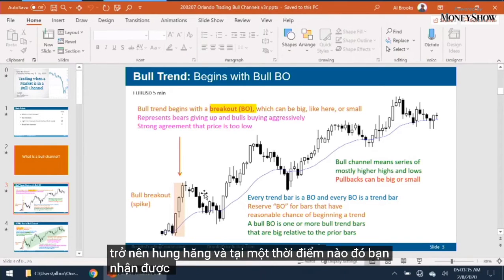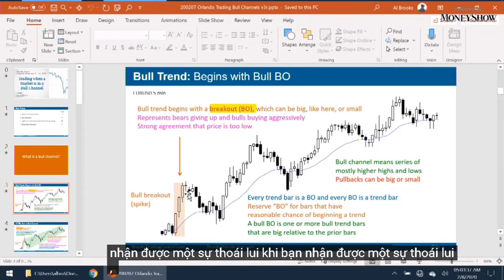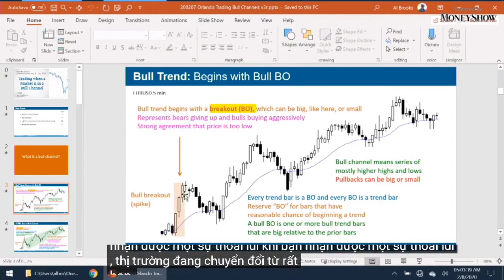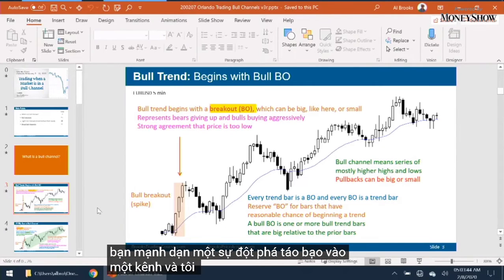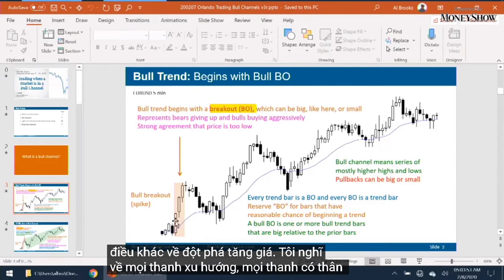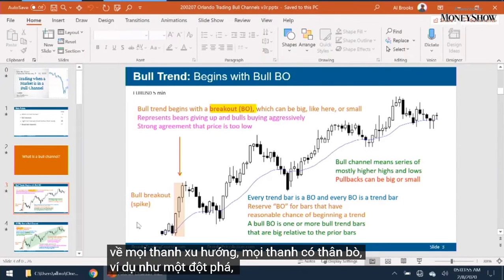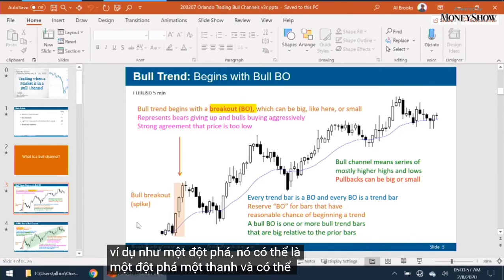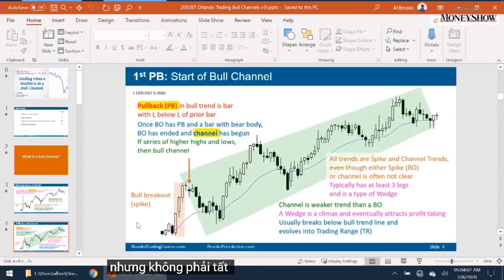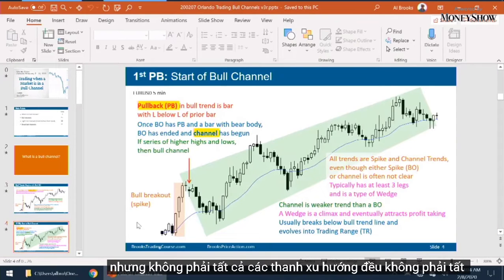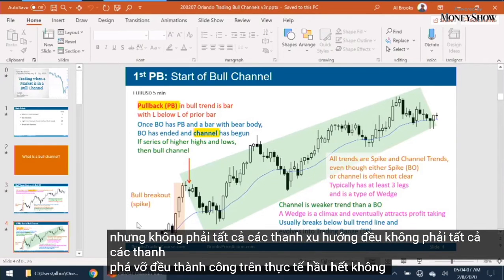And at some point you get a pullback. Once you get a pullback, the market is transitioning from a very strong bull trend, a bull breakout, into a channel. And also I want to say one other thing about bull breakouts. I think of every trend bar, every bar with a bull body, for example, as a breakout. It can be a 1 bar breakout, it can be a multi-bar breakout. But not all trend bars and not all breakouts succeed. In fact, most do not.